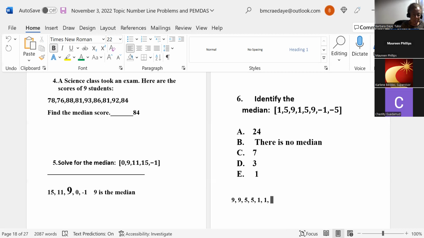Where's the -1? To the bottom. -1 is bigger than a -5. Oh, remember your number line? Oh, yeah. -1, right? Then -5. Yeah. Okay. Now, what's in the middle?